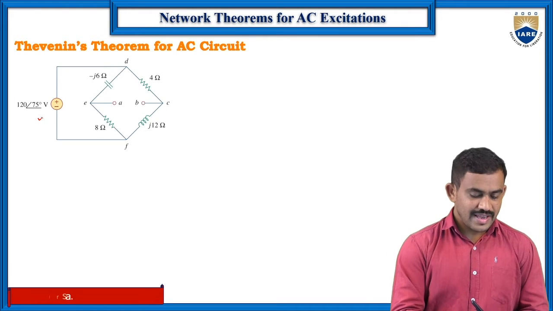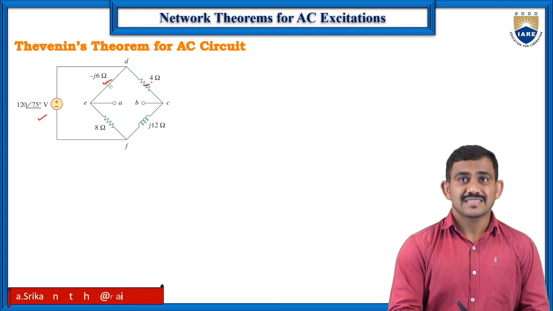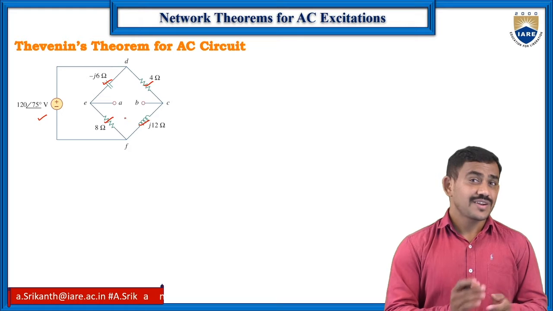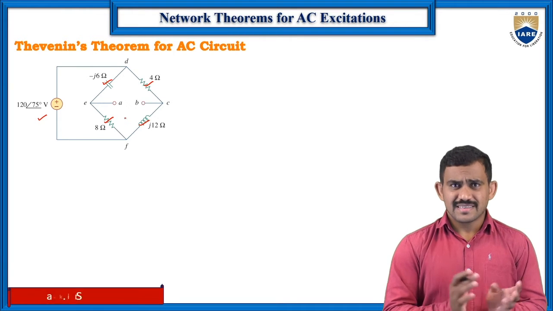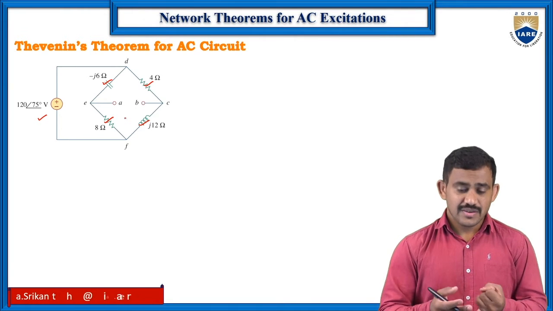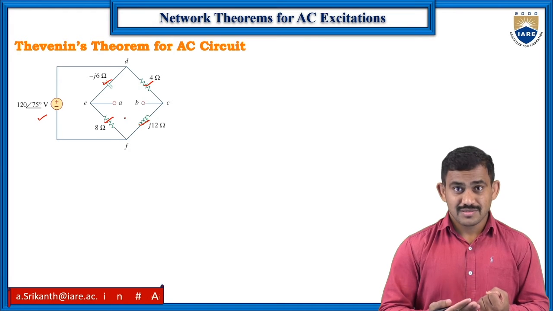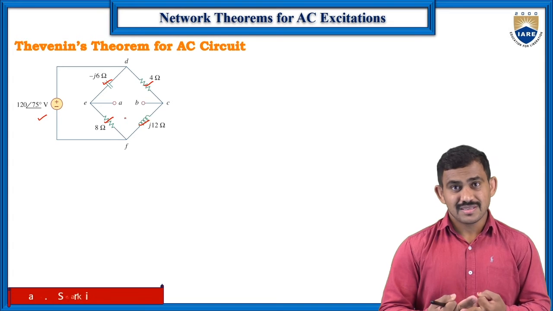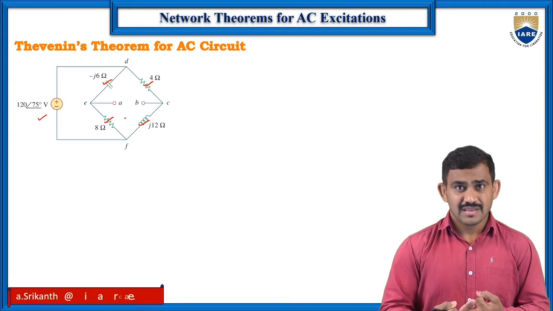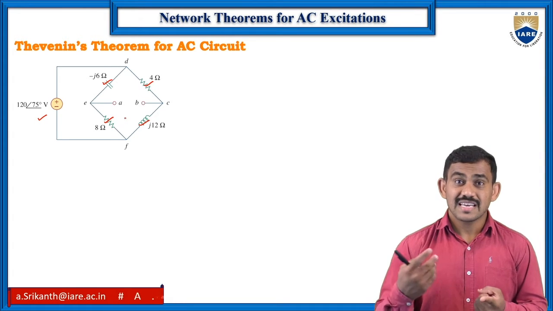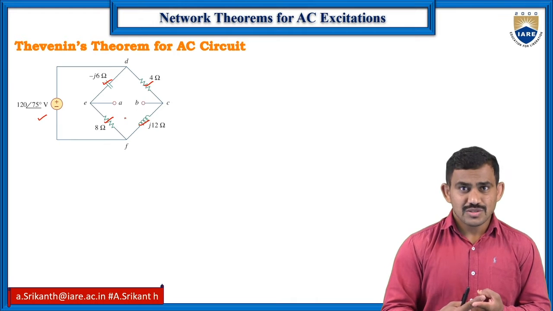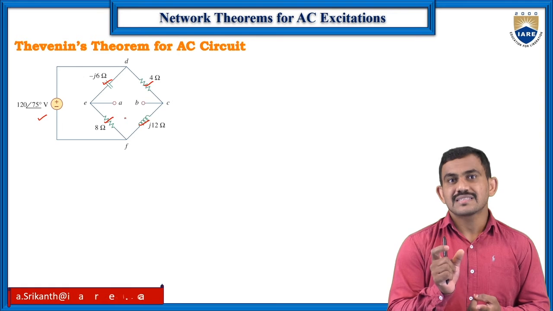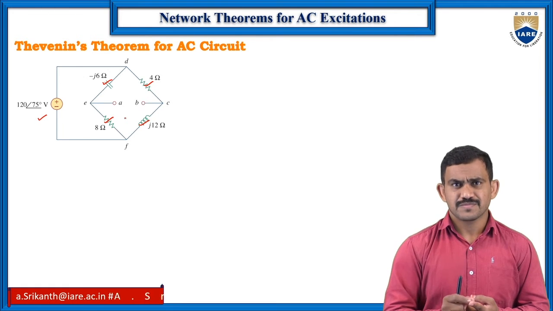So I have one voltage source, a capacitor, a resistor, another resistor and an inductor. Generally, what is Thevenin's theorem? Any bilateral network consisting of several voltage sources, several current sources and passive elements like resistors can be converted to a single voltage source in series with a single resistance, the impedance.